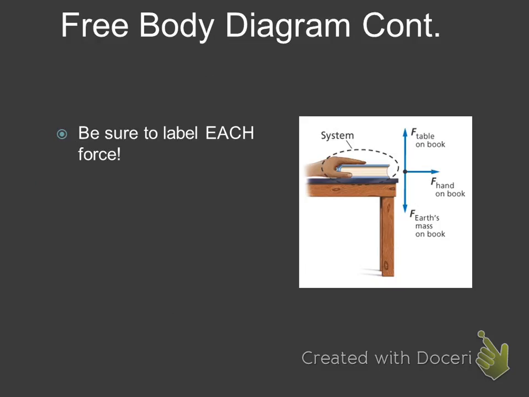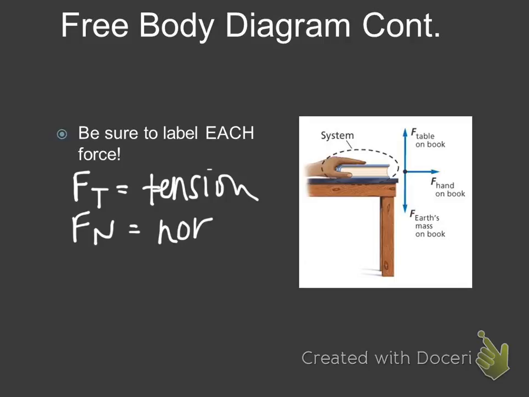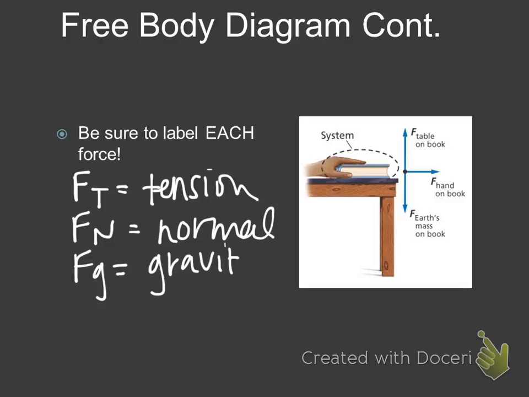When we draw free body diagrams, it's important that you label each and every force. Is it a tension force, which we talked about being labeled F sub T? That's when something is hanging. This is the what force? F sub capital N. What would that be? The normal. F sub G is equal to gravitational.